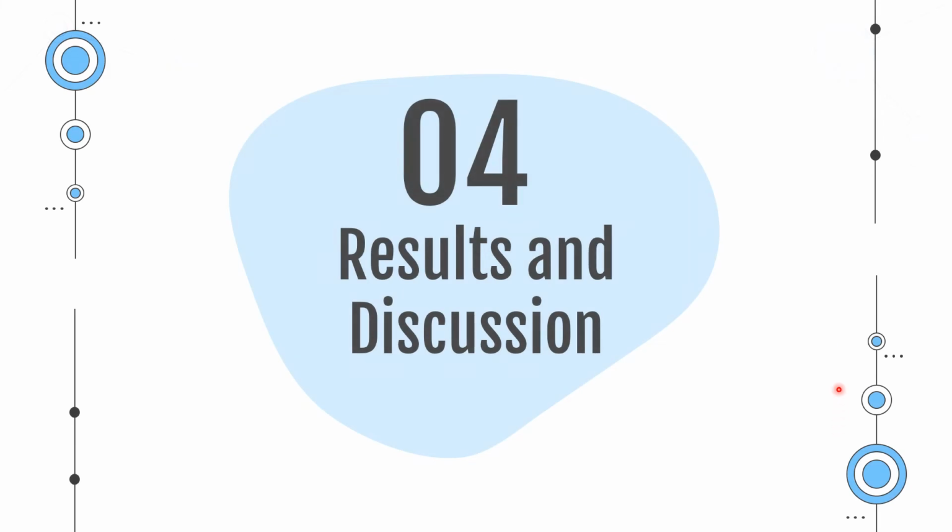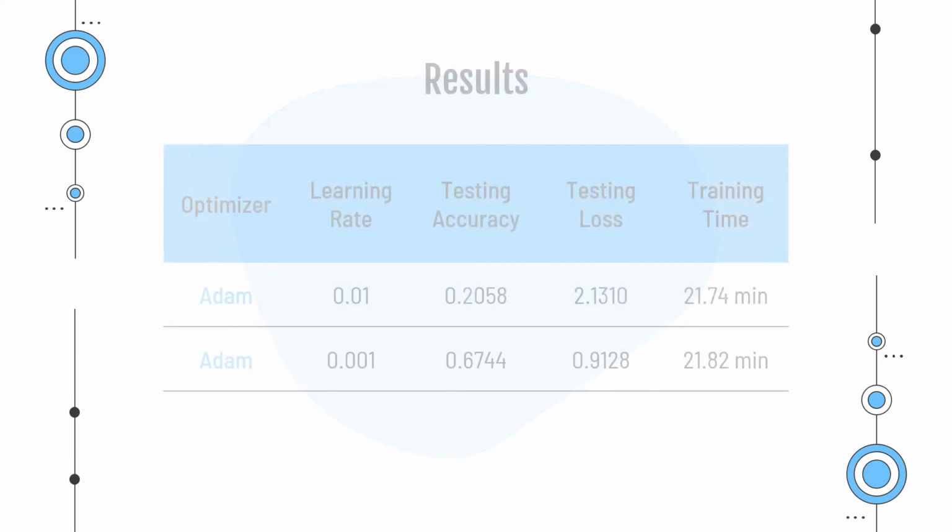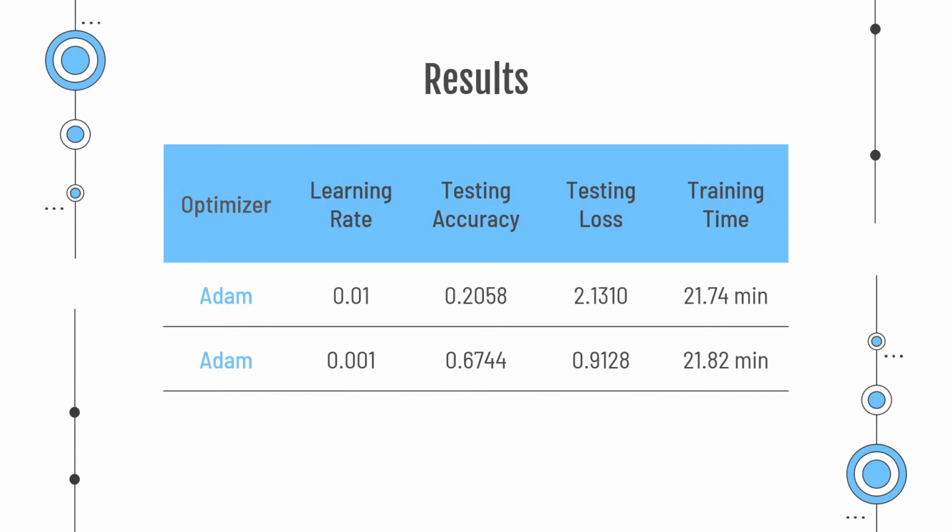After performing the experiments, I obtained the results and hence performed my analysis on the results. Here, we can see that when I use a learning rate of 0.01, I only obtained a testing accuracy of 0.2058 and a loss of 2.1310. However, when I set the learning rate to 0.001, the results instantly increased by a significant margin, rising to an accuracy of 0.6744 and a loss of 0.9128.